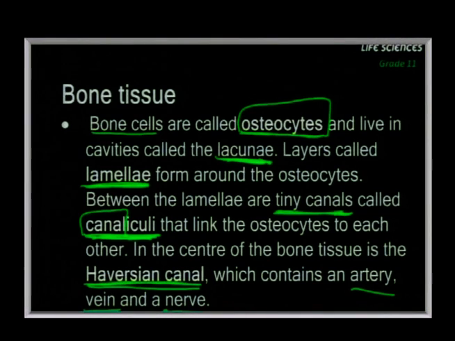Okay, and then the Haversian canal. People, you must know the Haversian canal is found right in the center of bone tissue, or groups of bone tissue, and it contains an artery to take oxygenated blood, a vein to take away the carbon dioxide blood, and a nerve to feel pain.